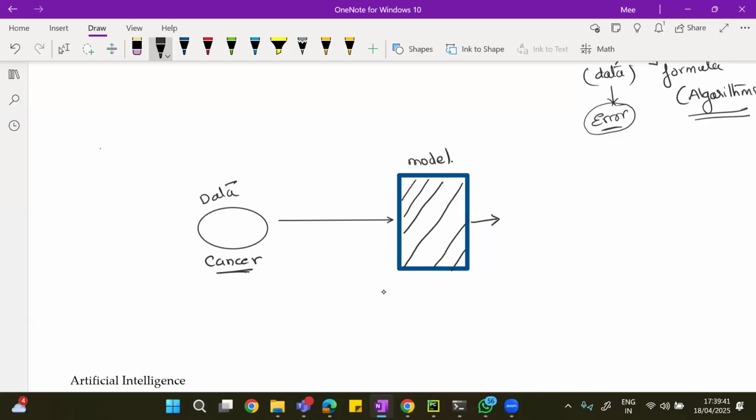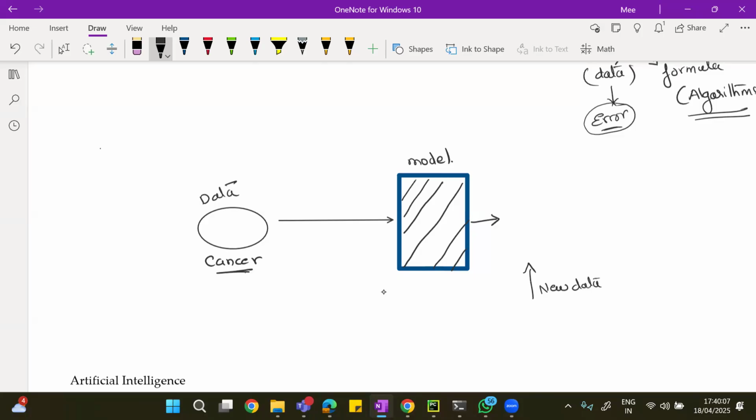Now, what the model will do is learn completely from the data. It will understand the relationship between the columns, get the knowledge out of this, and become intelligent. Now after this, you are going to get new data, altogether new data.